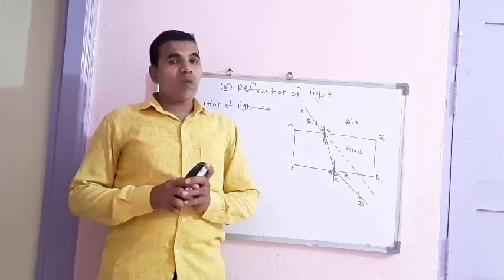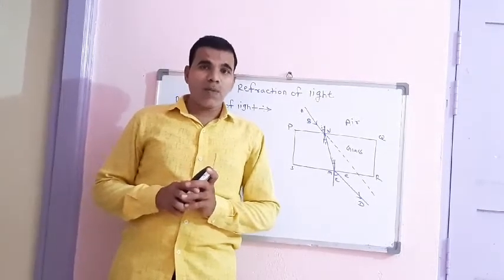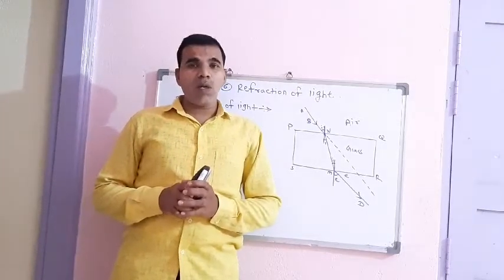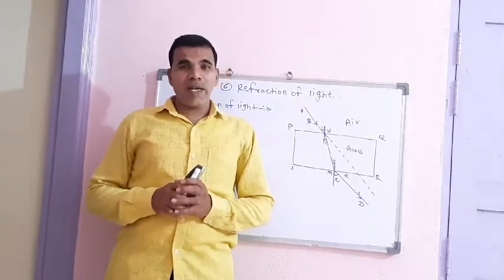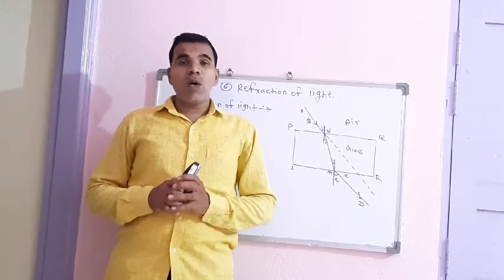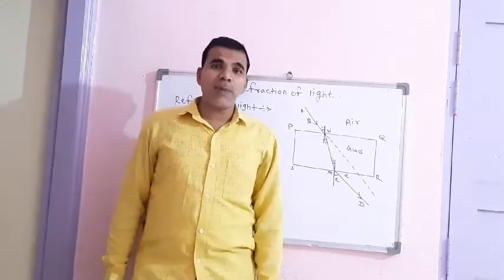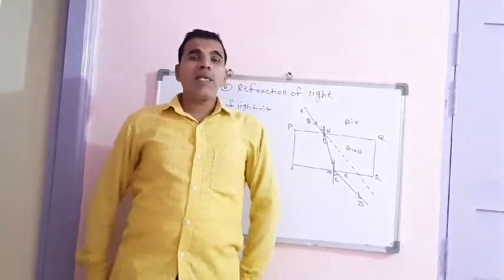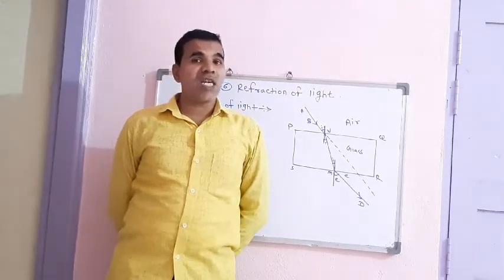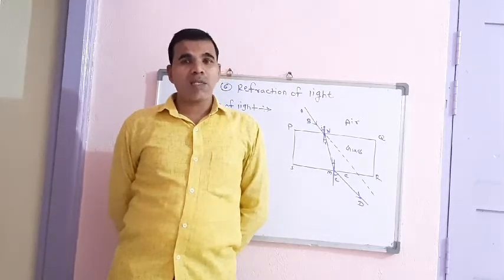So we have to study the different properties of light. In this topic, refraction of light, we have to learn how the light is refracted, how the light changes its direction from one transparent medium to another transparent medium. We know that light transfers from one medium to another medium. Glass is a transparent medium through which light easily transfers.